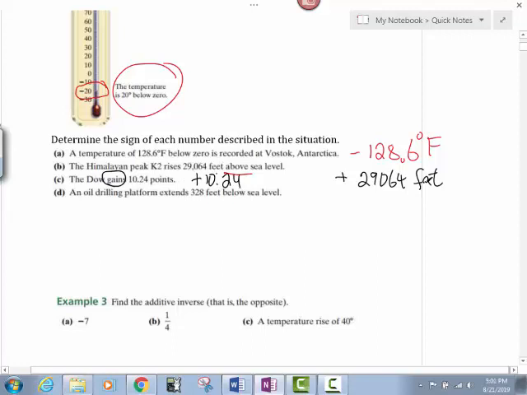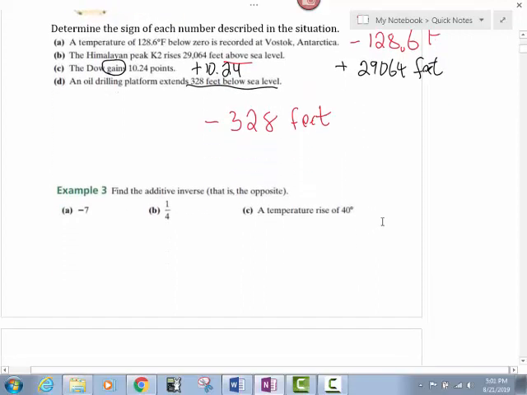An oil drilling platform extends 320 feet below sea level. Okay, so again, if we're referring to below sea level, we would say negative 328 feet. And that's how we know whether a number will be positive or negative. A lot of it's going to depend on the context of the problem. What is it describing, okay?